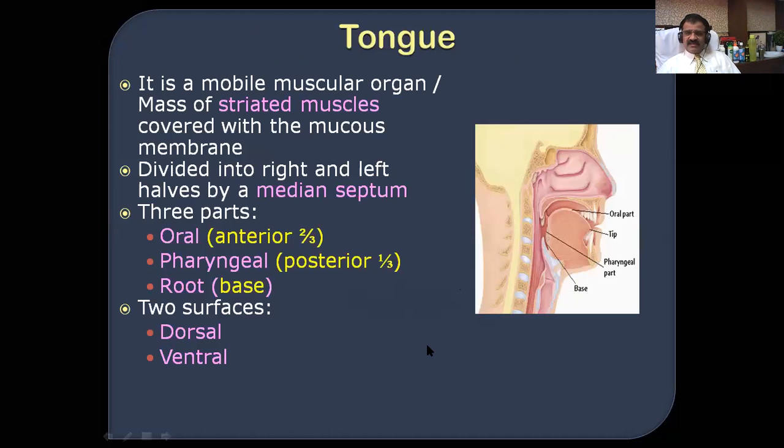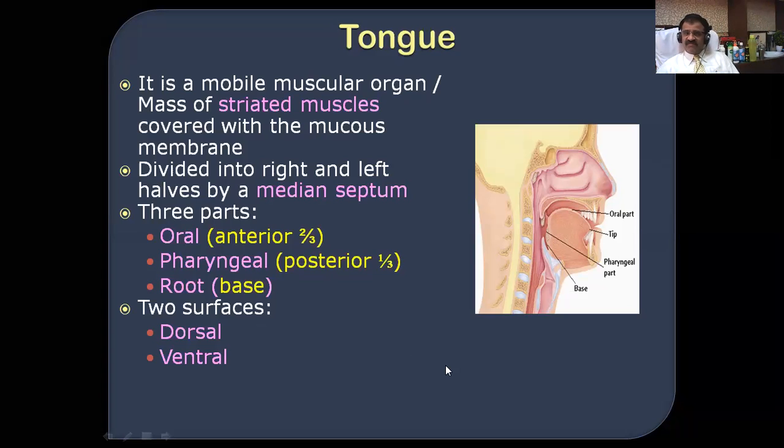Now what is the tongue? We will have in short the anatomy of the tongue. The tongue is a mobile muscular organ, and it is a mass of striated muscles covered with a mucous membrane. It is divided into right and left halves by the median septum. So there is a median septum, and it has three parts. First is the oral part, which is the anterior two-thirds, and it is mobile also. Next is the pharyngeal part, which is the posterior one-third, and more or less it is fixed. Plus it has a root or a base.